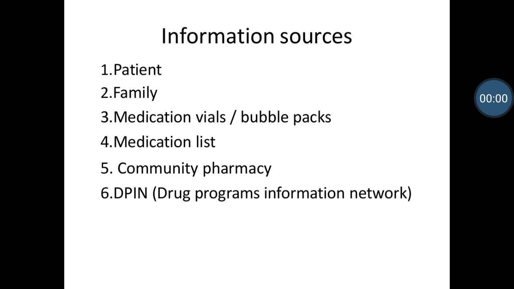Then the second part of the patient medication interview, that is the information sources, from where we can get the information regarding the patient. One is the patient name and date of birth, which is important. Then family history is there. If any older family member is suffering from diabetes or hypertension or any other type of genetic disease, that also should be covered.